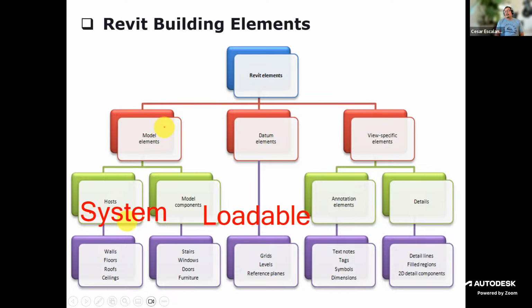And so because system families change in the way they are represented, every wall in a project has a different shape, right? And so you cannot share it as a component with other models. You can copy paste them, but you cannot save it as an external file, right? And so host and system families are walls, floor, roof, ceilings. Loadable components are files with the extension RFA. Those are window, doors, furniture, etc.